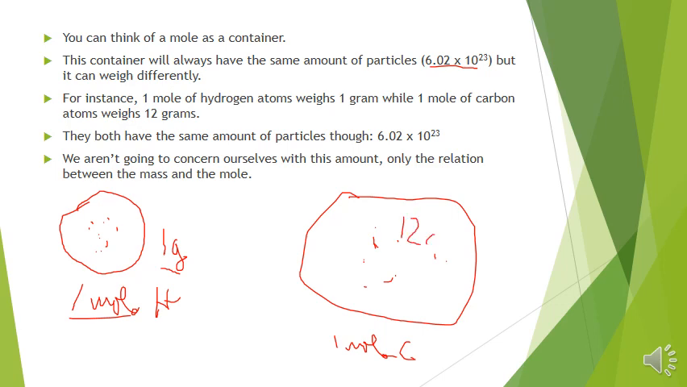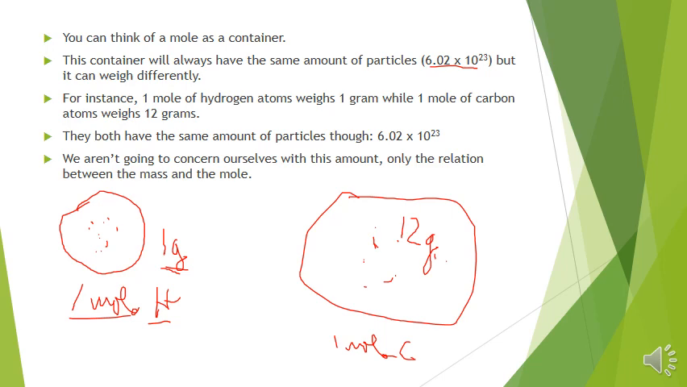So even though it's the same amount of stuff, they just don't weigh the same. It's like if you have a dozen apples and a dozen bowling balls, they're still going to be a dozen, but they're going to weigh differently. So what we say is that the molar mass of hydrogen is 1 gram per mole, and the molar mass of carbon is 12 grams per mole.